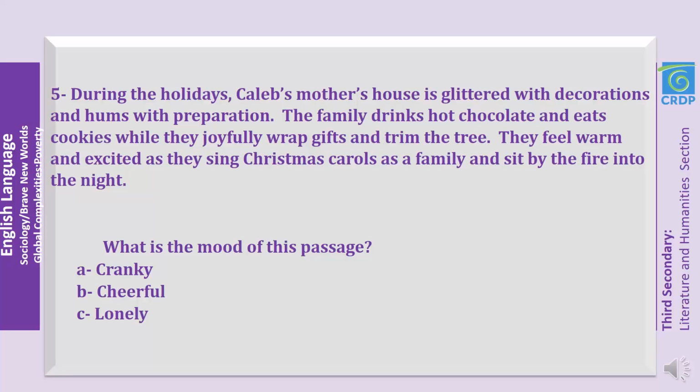During the holidays, Caleb's mother's house is glittered with decorations and hums with preparation. The family drinks hot chocolate and eats cookies while they joyfully wrap gifts and trim the tree. They feel warm and excited as they sing Christmas carols as a family and sit by the fire into the night. What is the mood of this passage? And yes, it is cheerful.